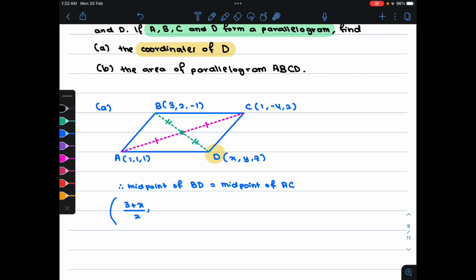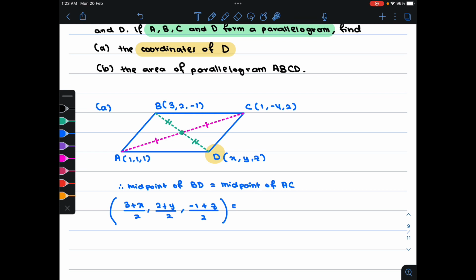The same goes for the y coordinate of this midpoint. It will be half of the sum of 2 and y. So it is (2 + y) divided by 2, and the same goes for the z coordinate of this midpoint. It will be half of (-1 + z). So that's how you find the midpoint of BD.